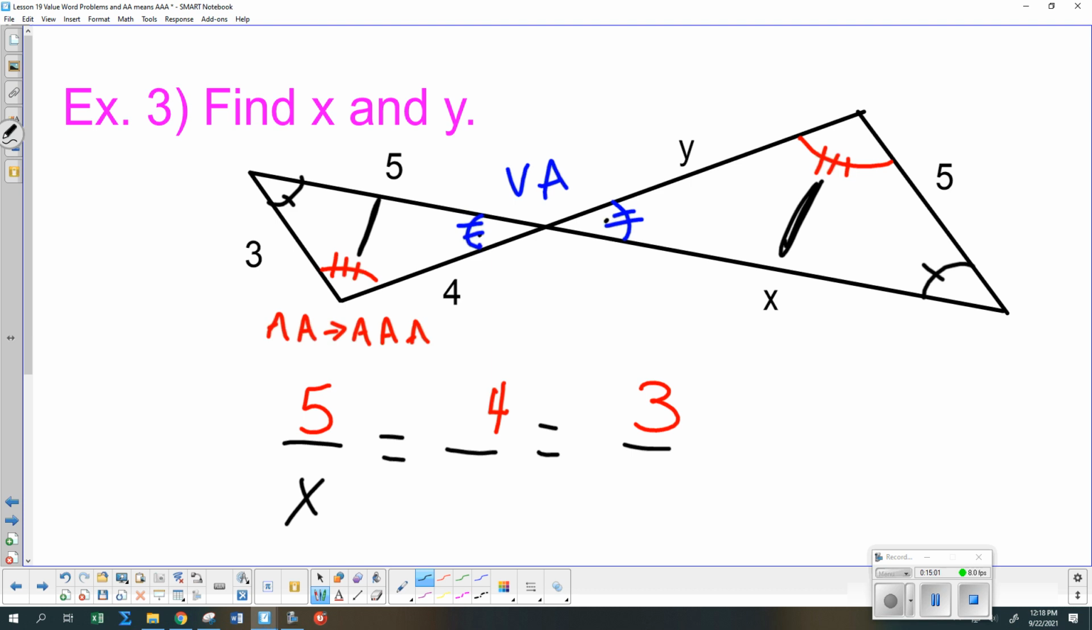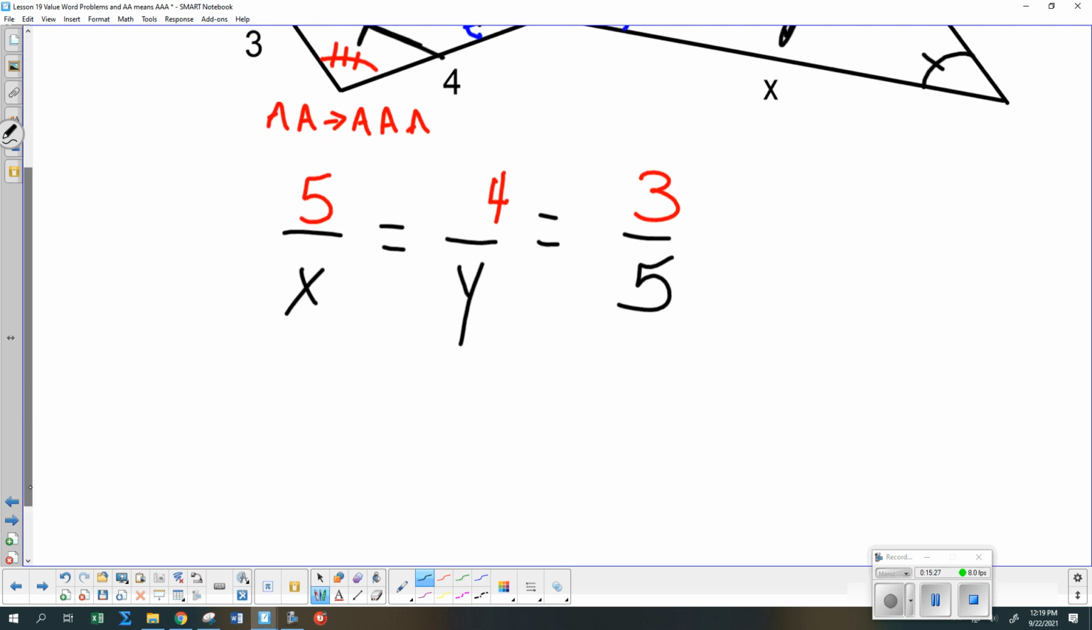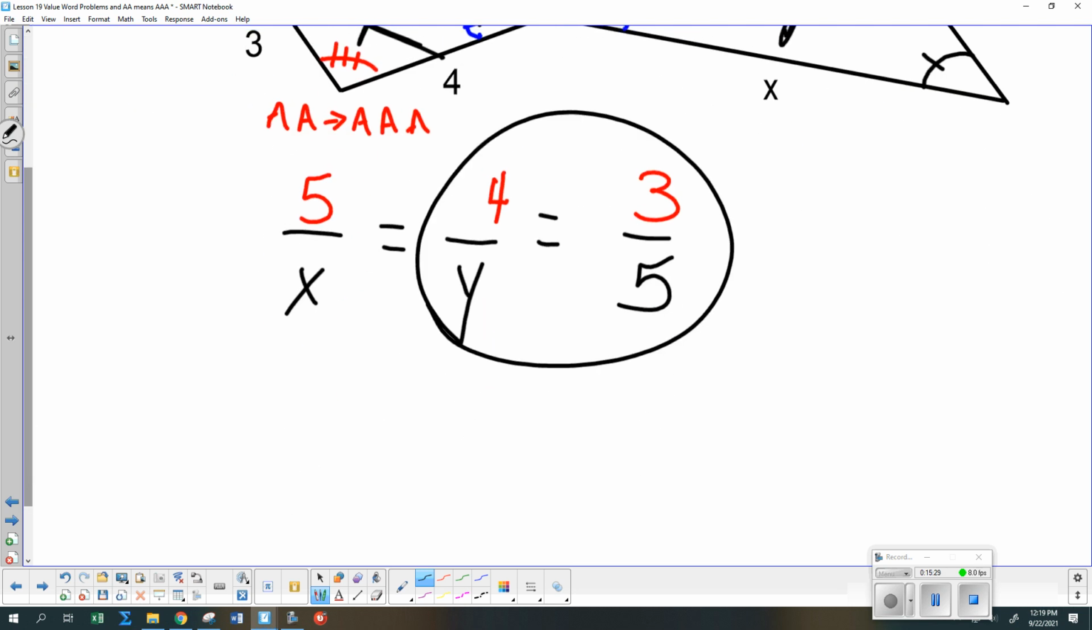So now let's look at the 4. It is across from 1 tick mark. Everybody, in the other triangle, what is across from 1 tick mark? The y. 3 is across from 2 tick marks. What's across from 2 tick marks in the other triangle, everyone? So now I use that to solve for x and y. And so let's do 4 over y equals 3 over 5. And then after you've done that, let's do 5 over x equals 3 over 5. So we can get both y and x.